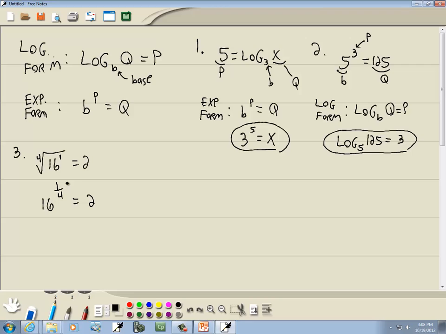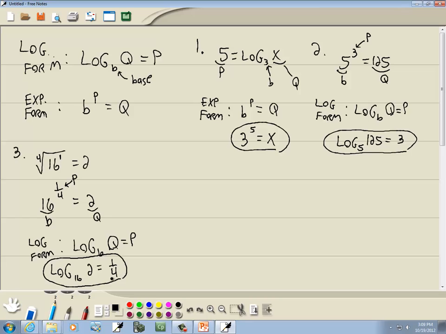Well, this is an exponent form now. So our power, our exponent, is going to be our p. What's to the left of it is going to be our b. And the other side is going to be our q. So our log form looks like this. So let's plug in what we identified. B we said was 16. Q we said was 2. And p was 1/4. So that'd be our answer. Log base 16 of 2 is equal to 1/4.